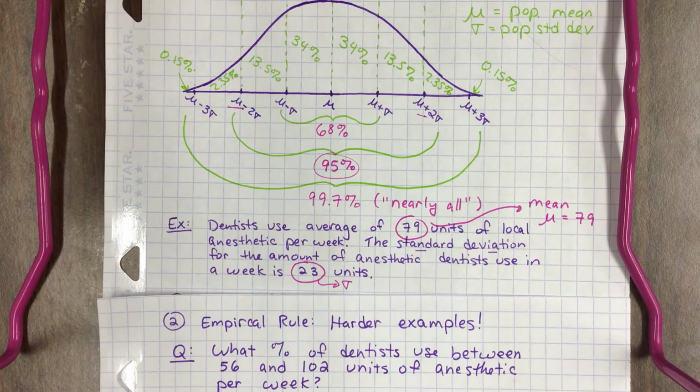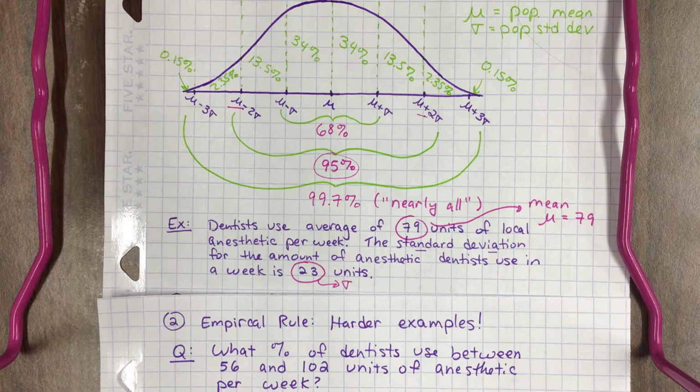Welcome back. In this video, we're going to get a little bit fancier with the empirical rule. So I've got my empirical rule diagram from the last video, and I've got my same kind of practical scenario. I'm trying to evaluate anesthetic use among dentists, and I know I've got an average or mean of 79 with a standard deviation of 23.